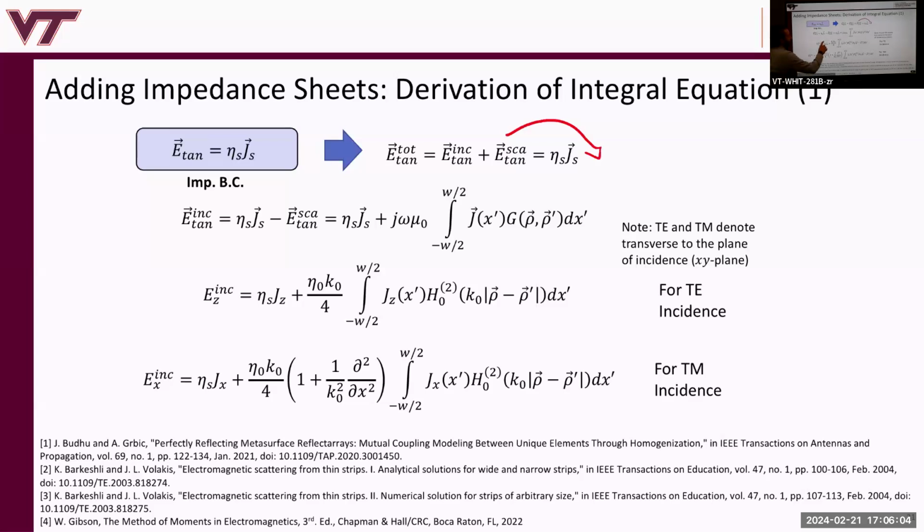And I get the sheet impedance times J minus E scattered, where E scattered we now express as the spatial convolution of the current density with the Green's function, same as before. What would be the difference between this and what we had before? We had E incident equal to negative E scattered. Here we have E incident equal to negative E scattered plus E total. And we know that if it's PEC, E total is 0. So that means the sheet impedance has to be 0. So the sheet impedance for a perfect electric conductor is 0. Then everything goes back to what it was before.